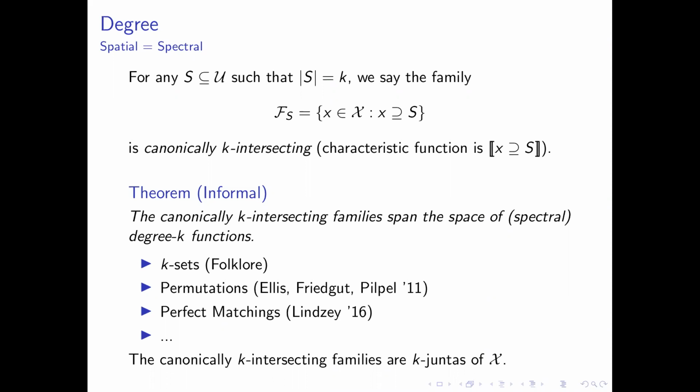So these canonically k-intersecting families are the analog of k-juntas. These are functions on my domain whose value only depends on whether or not the element contains S or not, where S is just a subset of the universe. So we're just looking at these k elements of our universe to determine the output of the function.